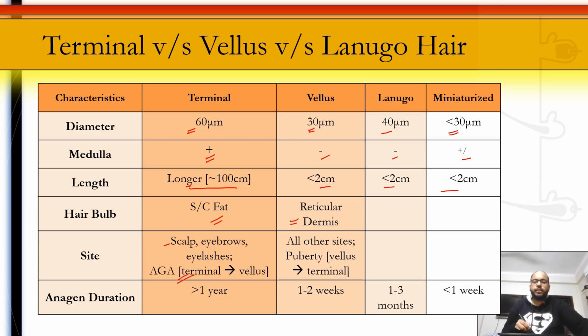Okay. The duration of anagen is also important. It is more than 1 year in terminal hair, about 1 or 2 weeks in vellus, 1 or 3 months in lanugo. We know lanugo is intrauterine, which are shed intrauterine or just after birth. Okay. But in miniaturized, the duration of anagen is reduced to less than a week. And because of this reduction, the hair doesn't grow properly. That is the pathology behind androgenetic alopecia. Clear? Let's move forward.